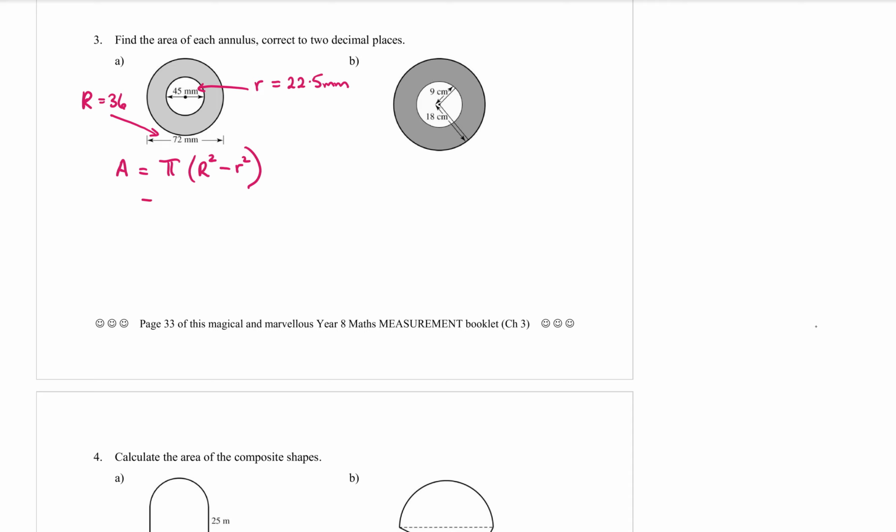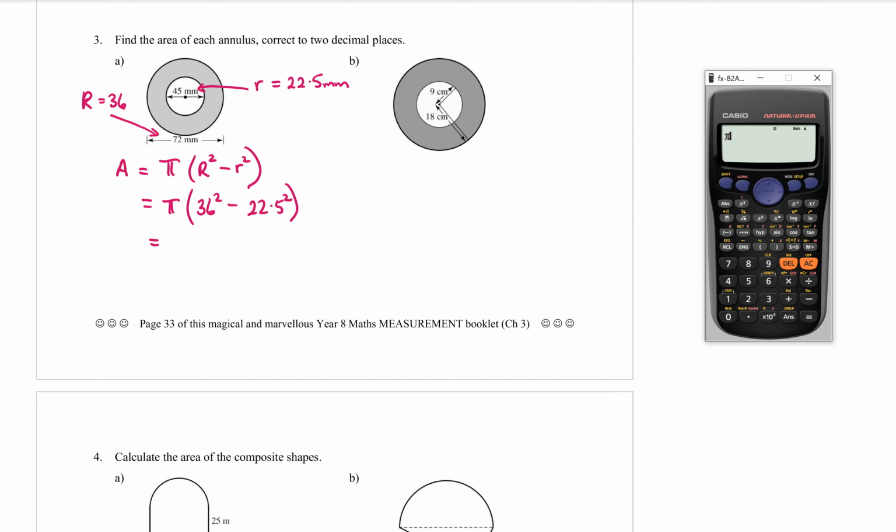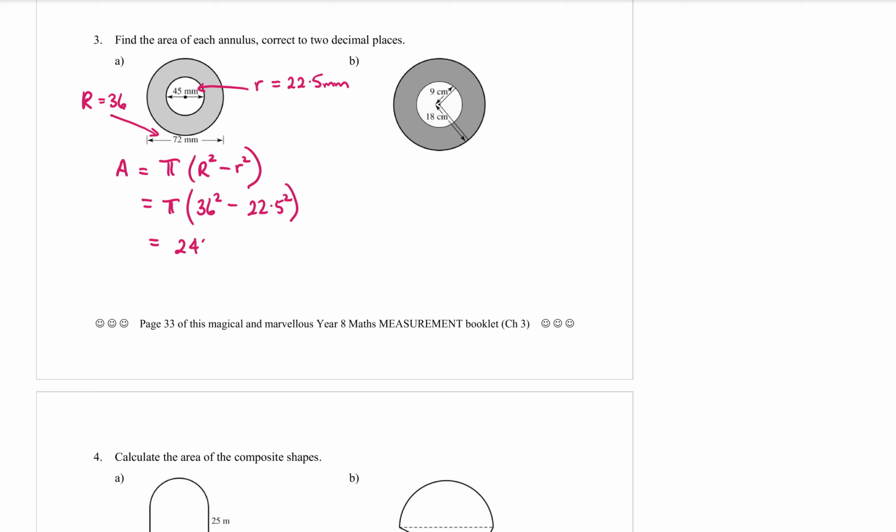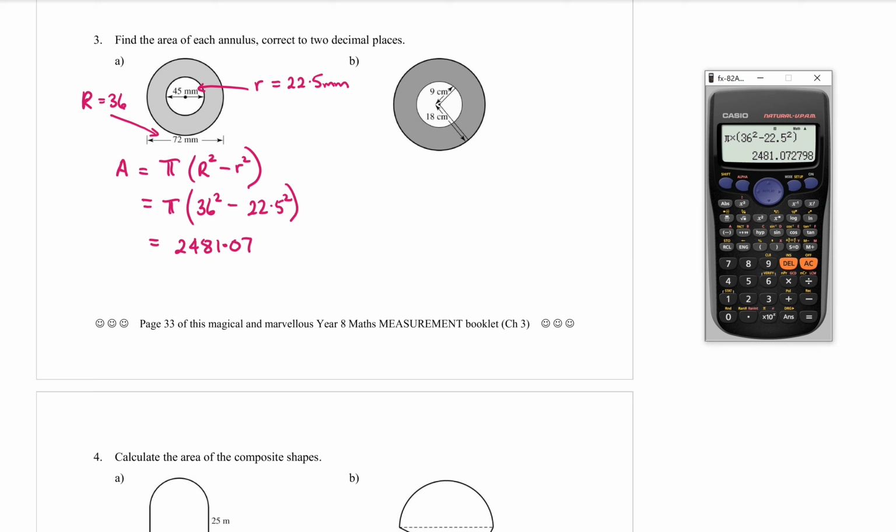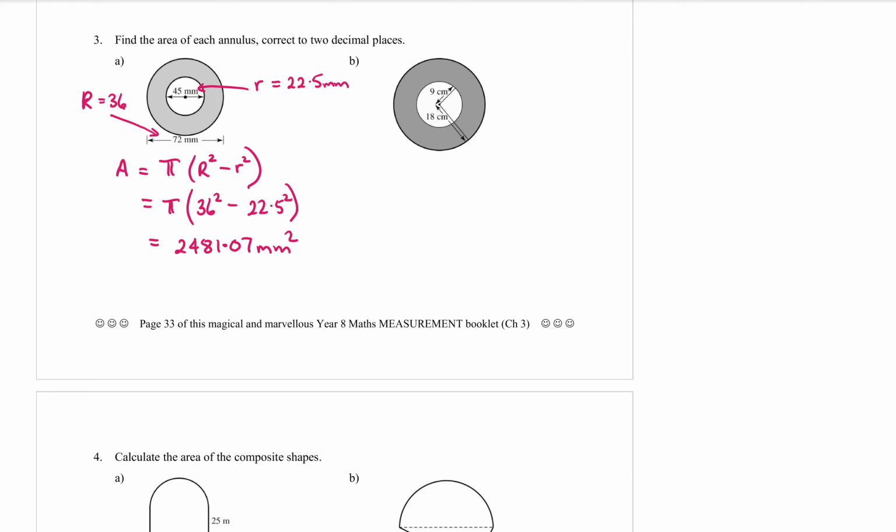So the area of my annulus is pi bracket big R, which is 36 squared, minus little r, 22.5 squared, close bracket. And we put that in the calculator. So pi times 36 squared minus 22.5 squared to 2 decimal places is 2481.07. And that is in millimeters, so millimeters squared.